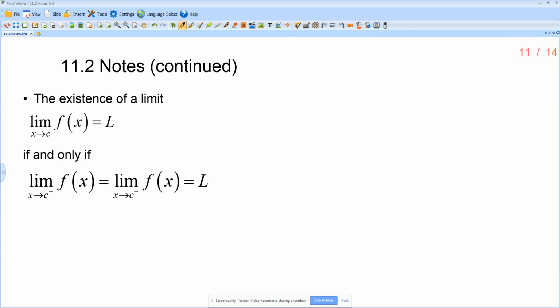So in order to have an overall limit, so that's how I'll refer to this, the existence of a limit. And when we're talking about that, we're talking about an overall limit. The limit as x goes to c of some function is equal to L if and only if the limit from the right is equal to the limit from the left, which is equal to some number L.